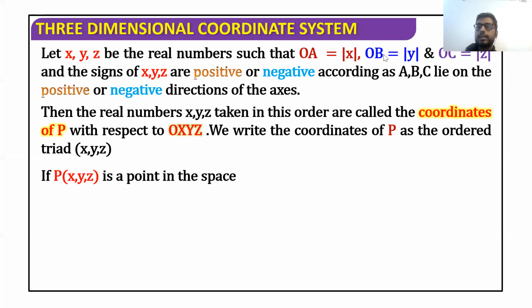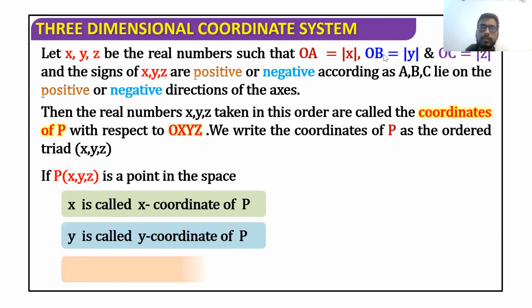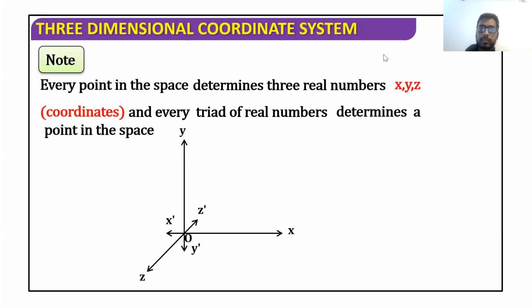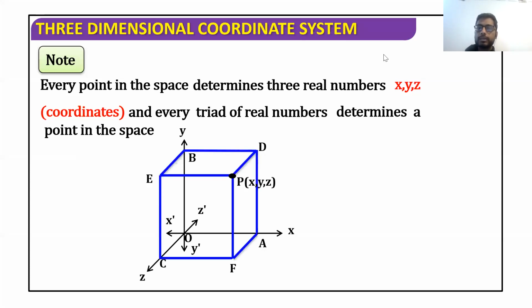We can find the distance from origin. If there is a point A which lies on x-axis, the magnitude is nothing but the magnitude of that point x. Similarly, magnitude of y and magnitude of z would give you the values. So this is just the representation of a point.